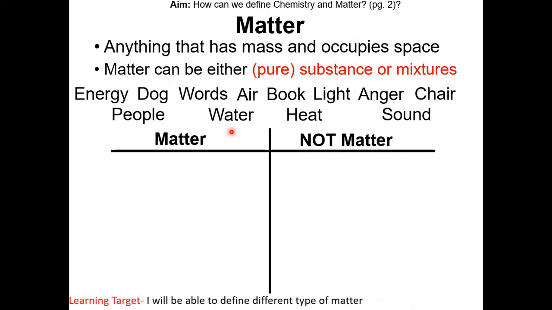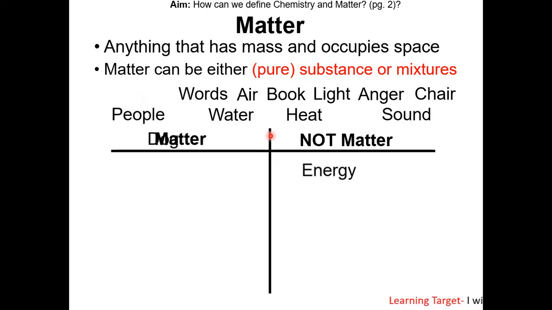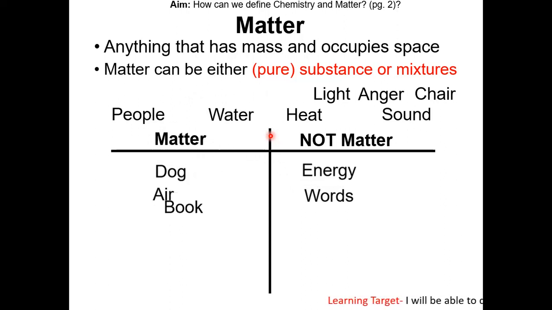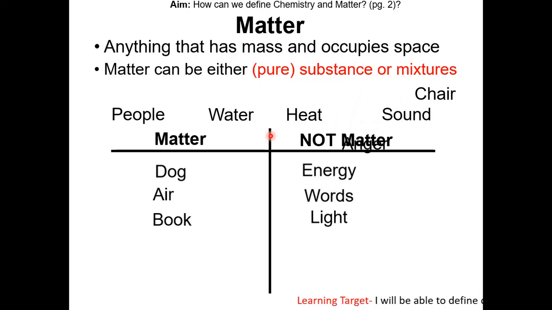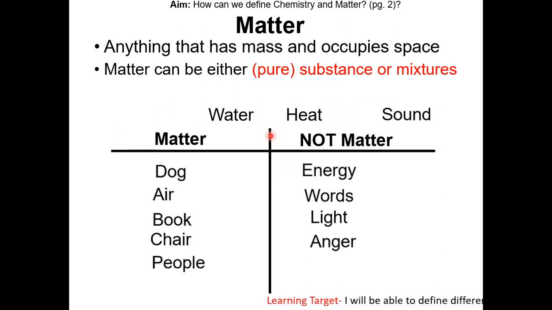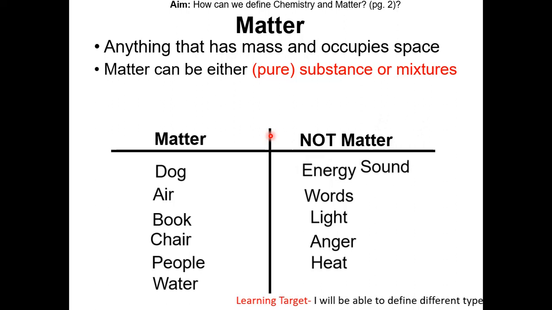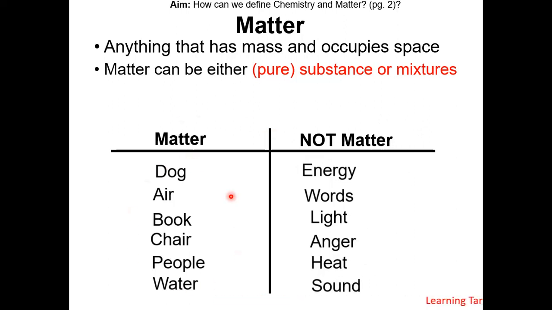In your packet, take a moment to organize these 12 things into either matter or not matter. Try to do this yourself. Pause the video. Resume once completed. Here are the answers. These 6 things are considered matter because they follow the definition. They have mass and they occupy space. These 6 things do not.